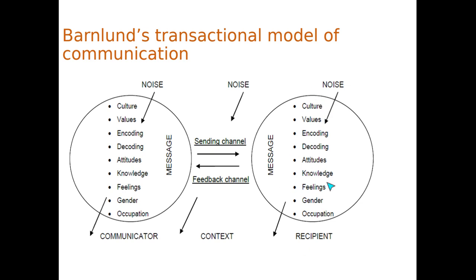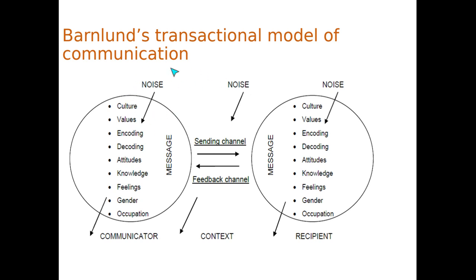And then all of these things influence the way we encode a new message to send back to the original sender. And then that message is decoded according to all of these things, and a new message is encoded taking all of those things into consideration, and a message is sent back. You see, this one also clearly takes into account noise.